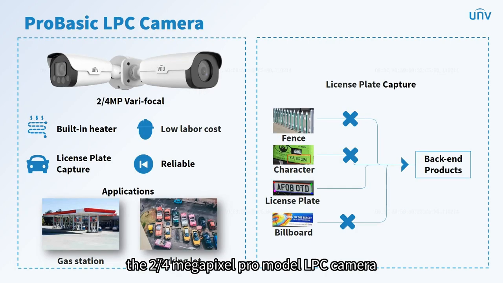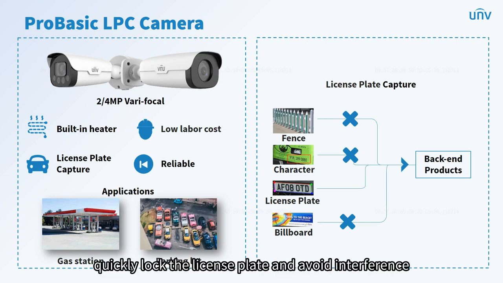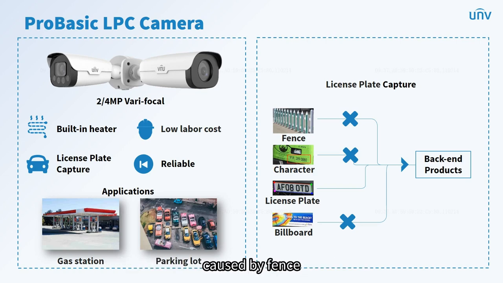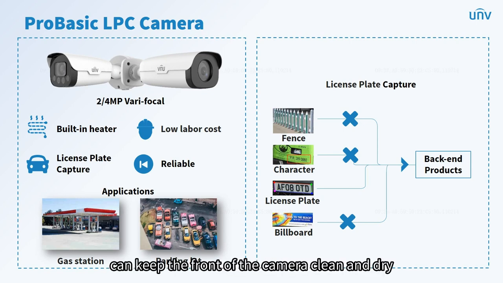The 2 and 4 megapixel Pro model LPR camera can be applied to gas stations, parking lots, and other places with vehicle access. License plate capture can quickly lock onto the license plate and avoid interference caused by fences, characters, billboards, etc., and the detection accuracy is high. Accurate license plate capture and comprehensive records make the labor cost lower. In rainy days, the self-contained heater can keep the front of the camera clean and dry.